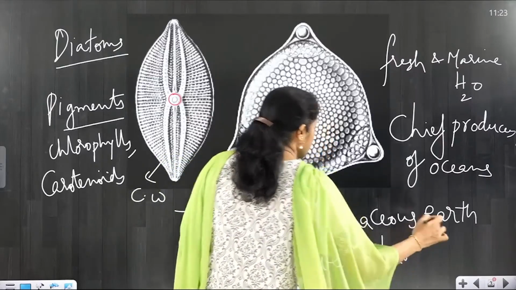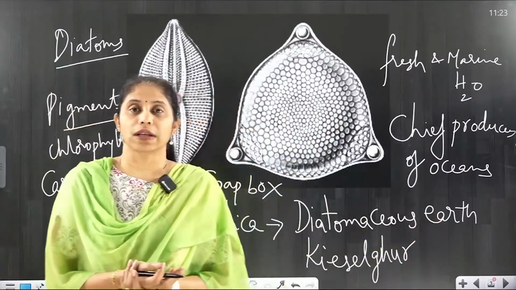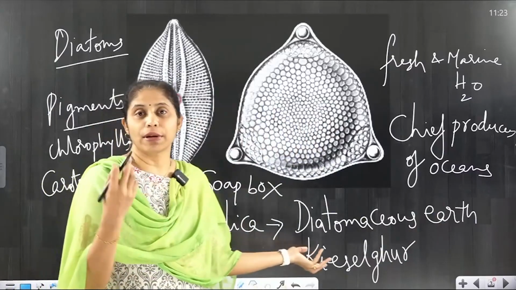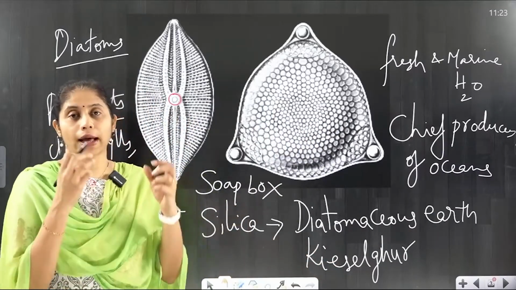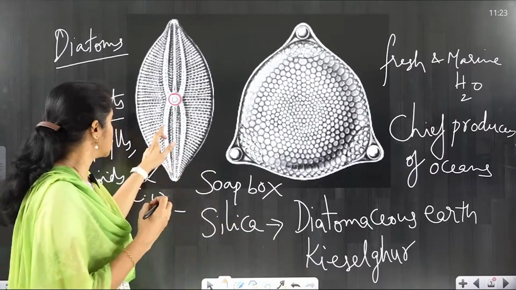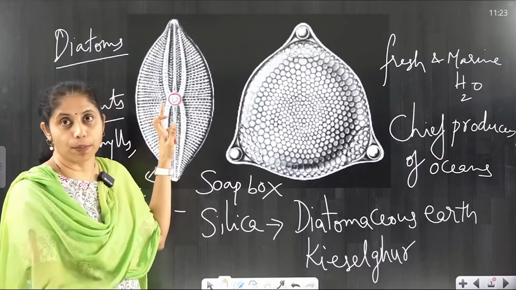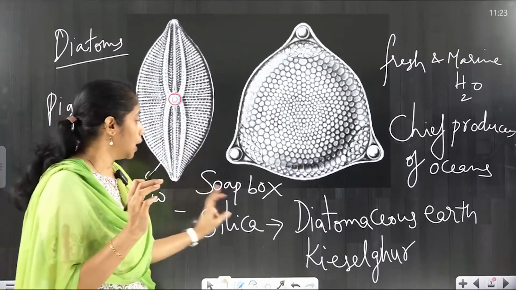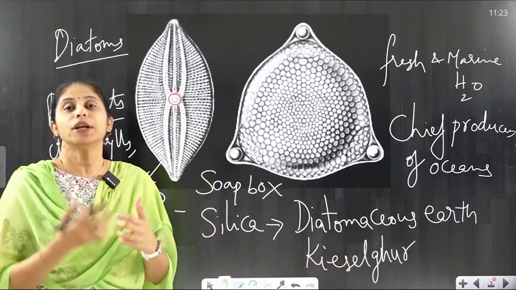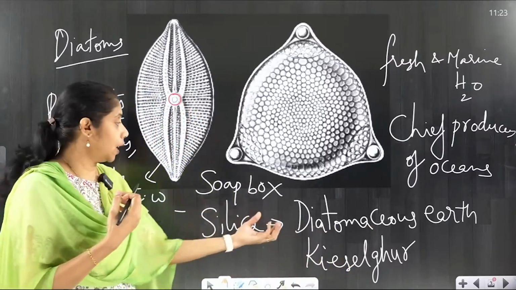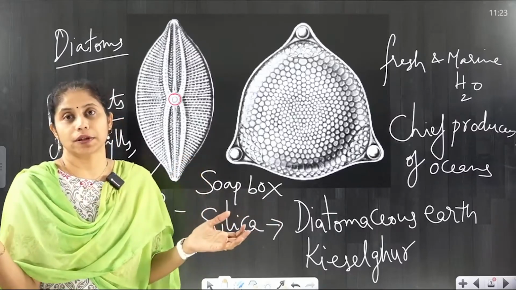This is used for various purposes, for polishing, for filtration of the syrups. So it is used as an abrasive material. That diatomaceous earth is formed when the diatoms are dead, and when these silica-containing cell walls are sinking to the bottom of the pond or water bodies, they'll form the diatomaceous earth, which is also called kieselguhr. It has so many uses. So we are collecting the diatomaceous earth and we are using it for different purposes.